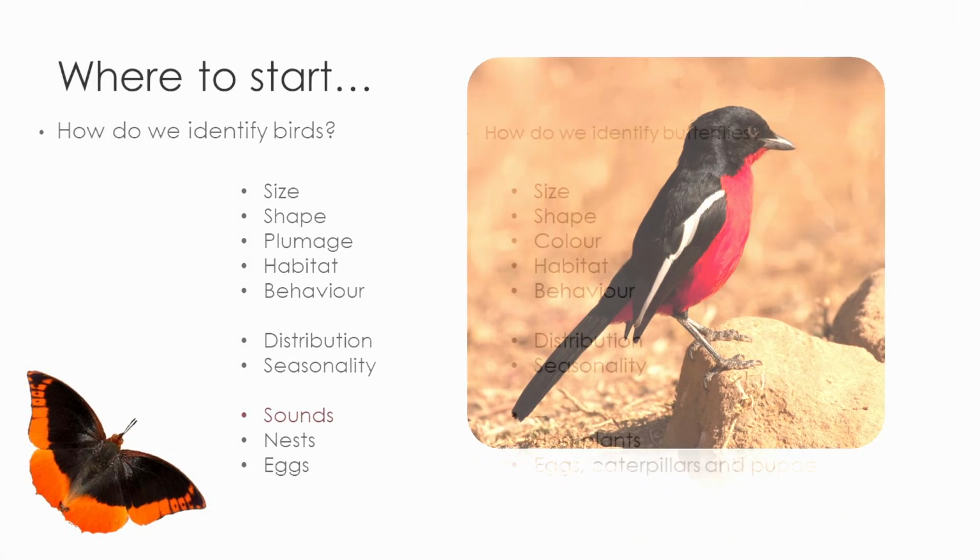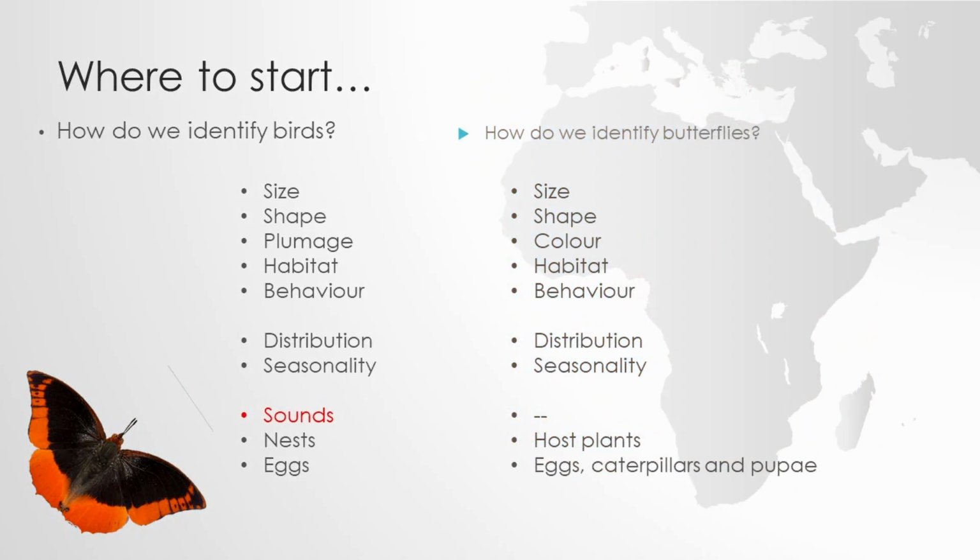So, what characteristics do we use to identify butterflies? Almost the same. We use size, shape, color, but also habitat, behavior, and distribution, and time of year. When we consider the whole life cycle, aspects such as larval host plants, and the eggs, caterpillars and pupae are also useful.